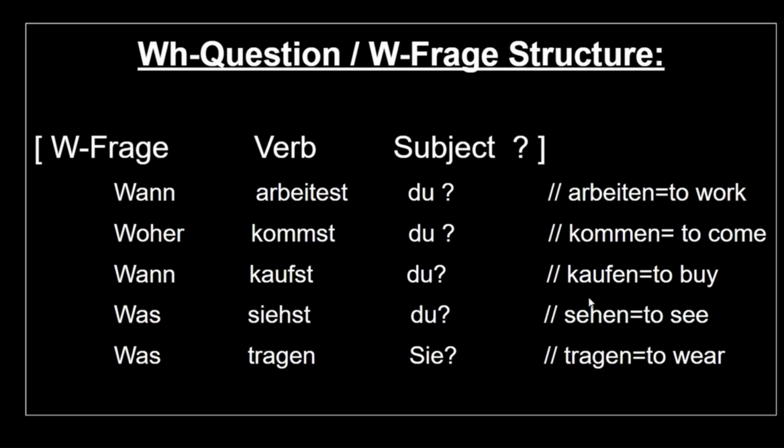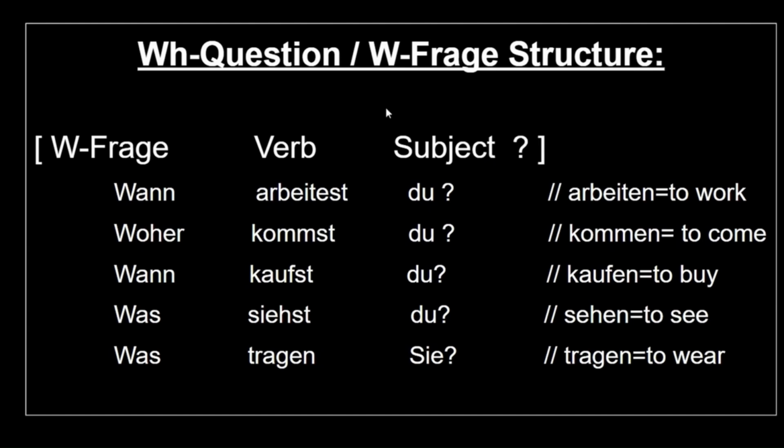We'll also learn how to build a yes-no question. Let us first start with a W-Frage, that is a WH question. If you look into the structure, we need to write the W-Frage word in the first position, and then the verb in the second position, and finally the subject in the third position. And of course, you need to put a question mark at the end.